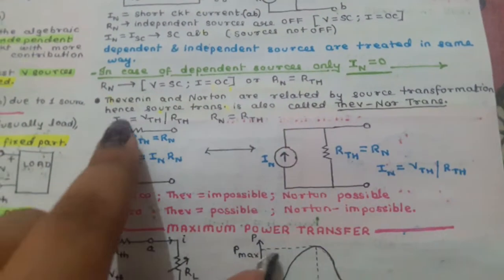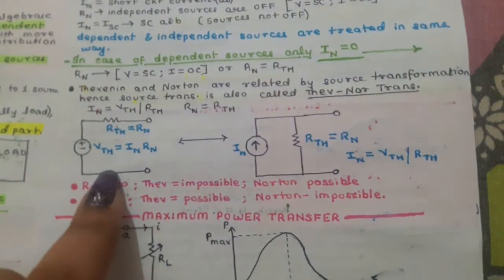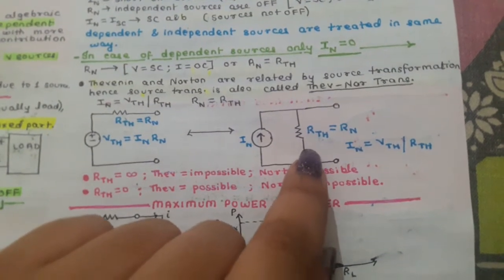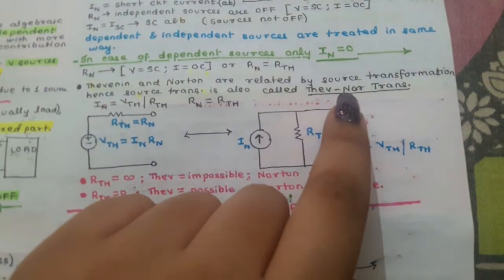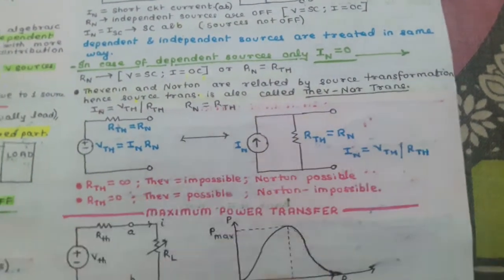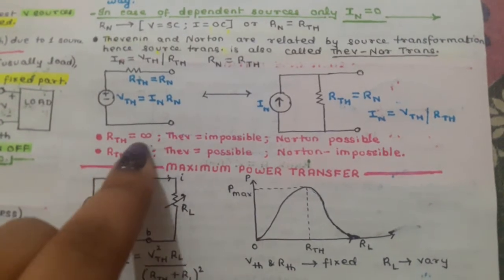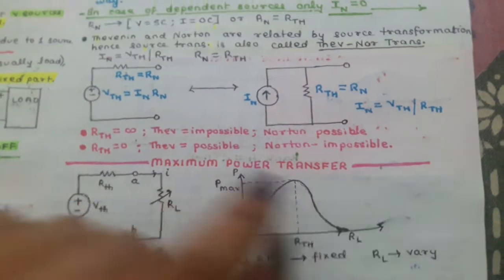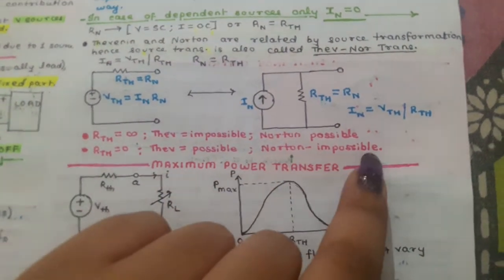Now Thevenin and Norton are related by source transformation. This particular circuit is the same as this particular circuit, as we studied previously in source transformation, and this follows the same thing. Hence source transformation is also called Thevenin-Norton transformation. Another important thing to remember: if RTH is infinite, then Thevenin is not possible but Norton is possible. But if the RTH value is 0, then Thevenin is possible and Norton is not possible.